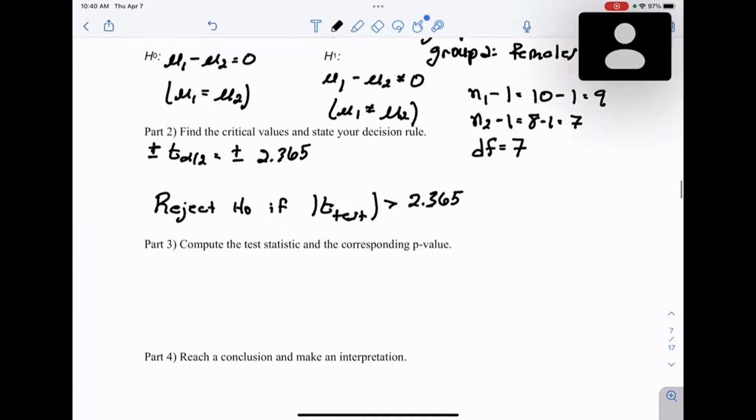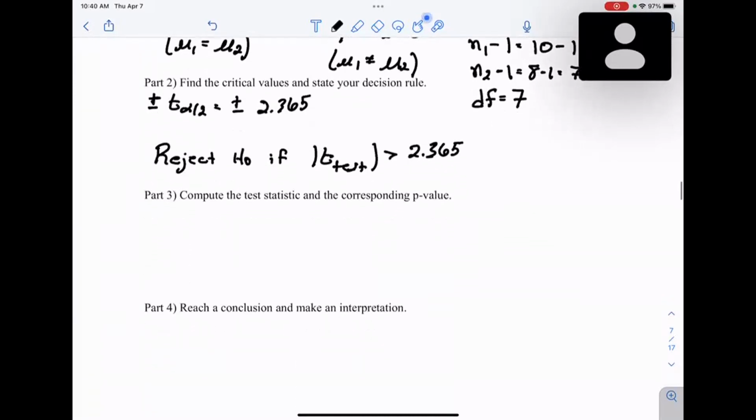Your homework won't ask for part 2. I just write it out that way so you know how to determine what you're going to do as far as your decision is.